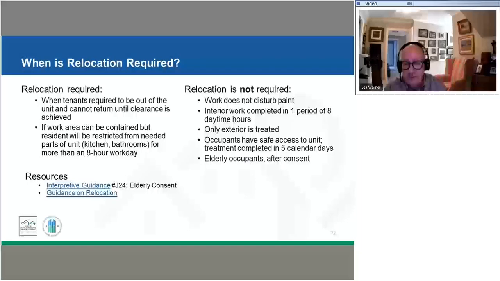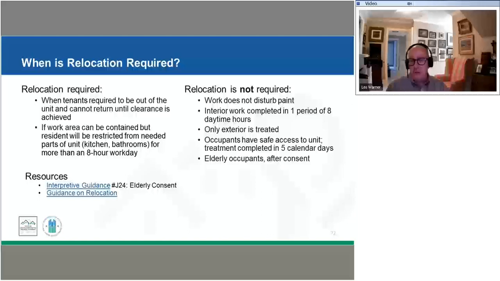Now, times that we don't have to relocate, we might be doing work that's not going to disturb paint. We mentioned before if we were switching out a water heater, we're not causing displacement to occur. In some cases, it's something that we can get in very quickly. Maybe we have just a couple of spots where we have some unstable paint surfaces. We would be able to contain the area, be able to do that work, repaint, do our clearance testing, and then allow that tenant to reoccupy and do that within an 8-hour workday. That's perfectly fine. We also might be only dealing with the exterior, and then we could seal around windows, make sure that we're not going to have occupants needing to pass through where there may be some contamination. That would also be acceptable.